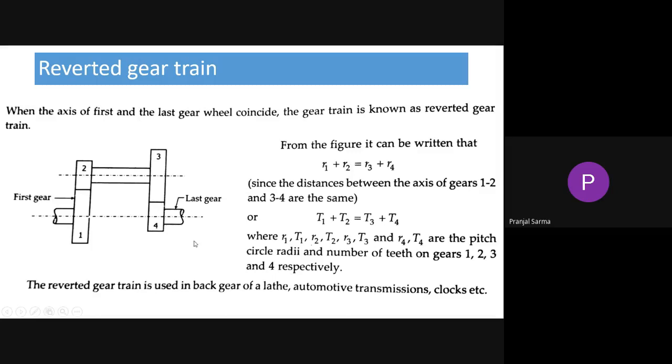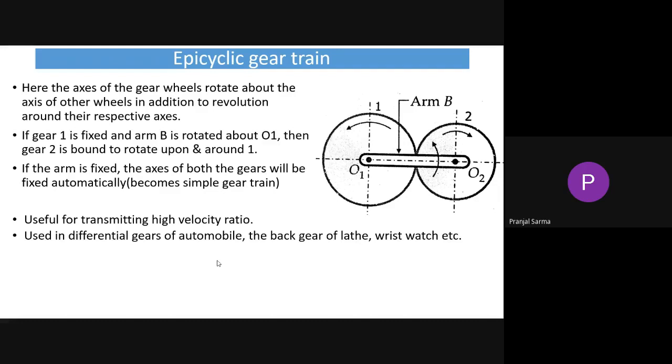So this kind of setup is known as a reverted gear train, and it is used in the back gear of the lathe and in different transmission mechanisms in automotive vehicles, etc. We have this reverted gear arrangement. Understood?